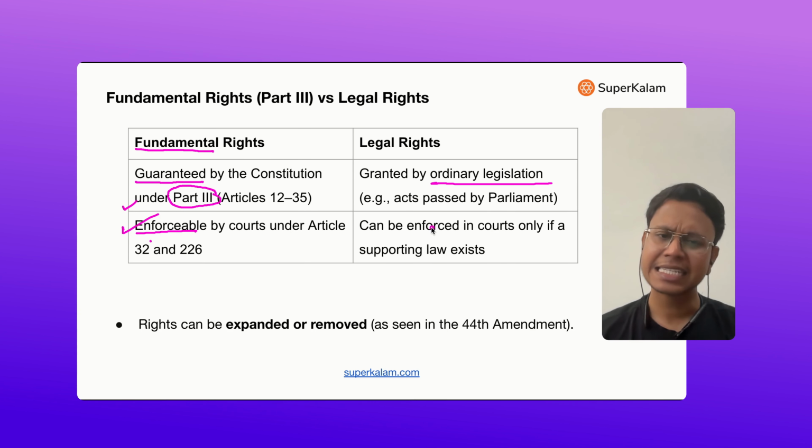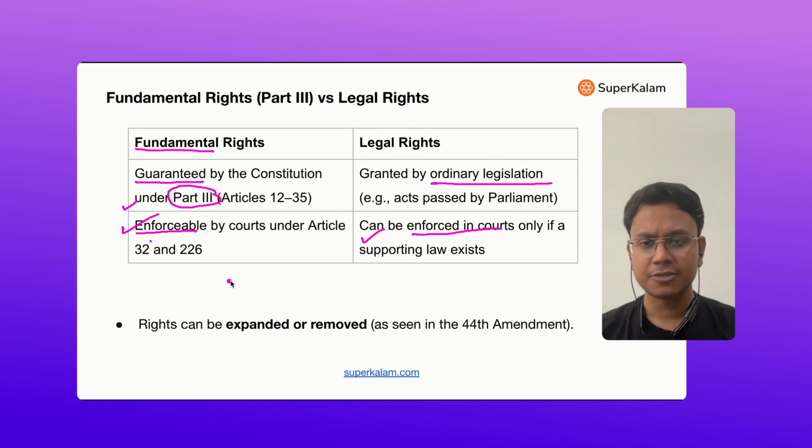But legal rights may be enforceable by courts, or enforceable by some other body, or may not be enforceable at all. There can be very much distinction about it. Now, there is one right which is the right to property.